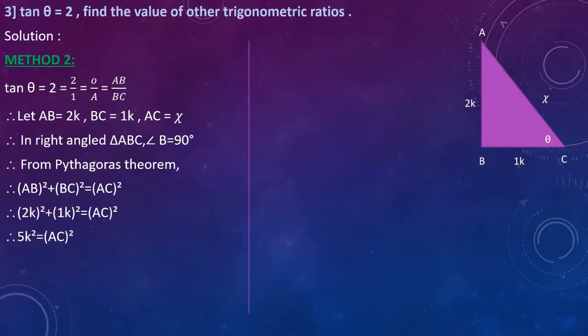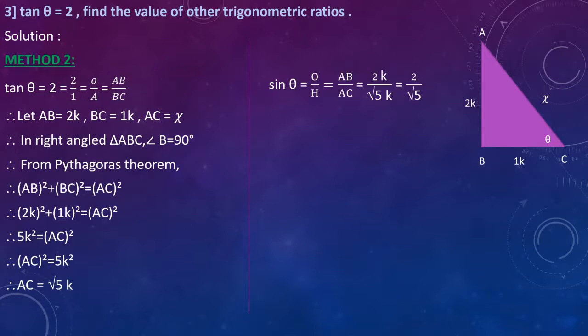Now (2K) square is 4K square, plus (1K) square is 1K square. So 4K square plus 1K square is 5K square, which is equal to AC square. Now by taking square root on both the sides, we get AC is equal to square root of 5 upon K. So therefore we got the value of AC, or the value of the third side, that is root 5 into K. Now we can find the remaining trigonometric ratios.